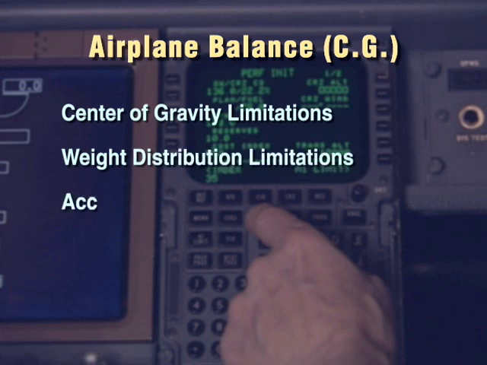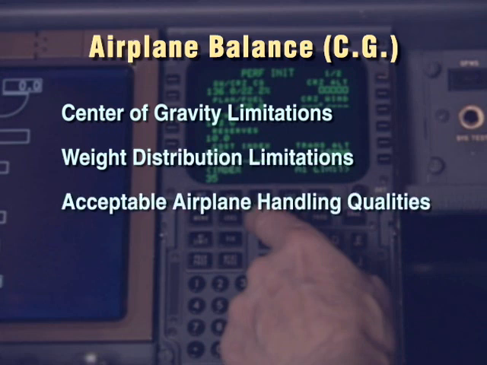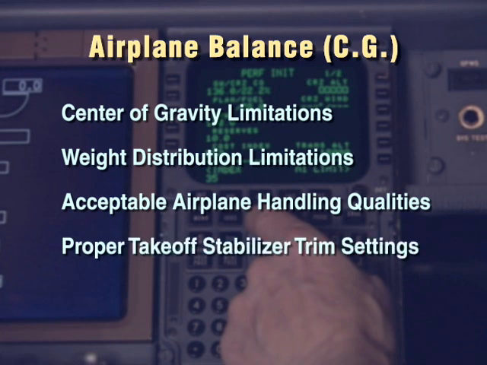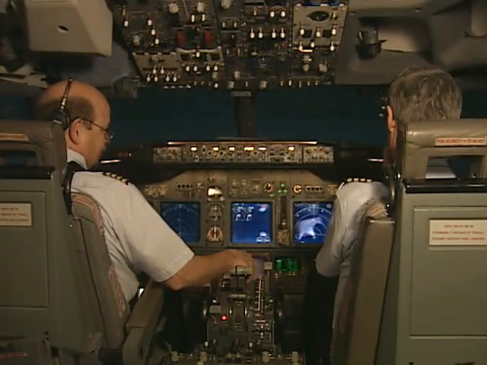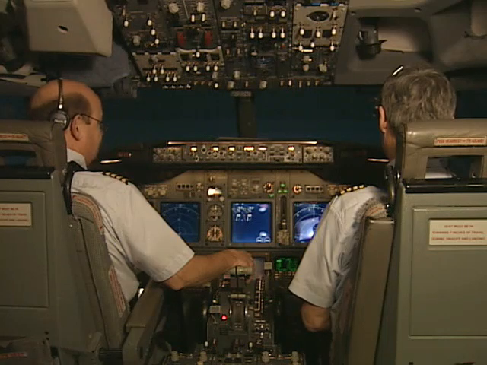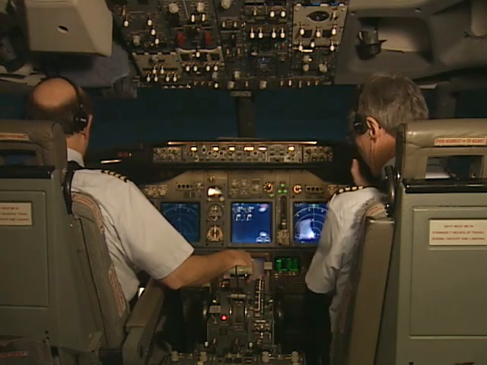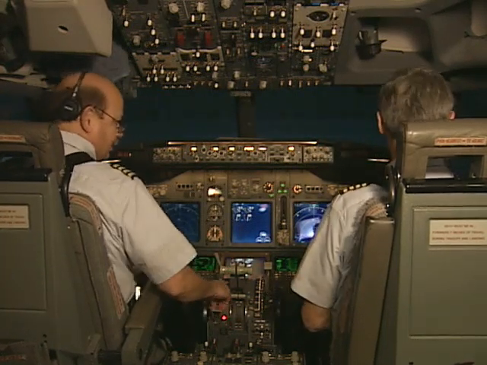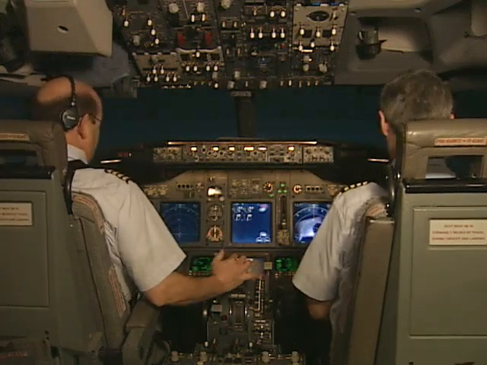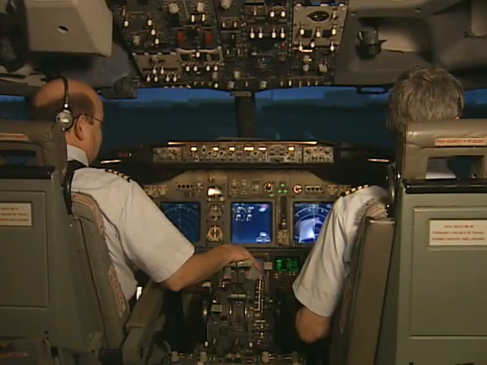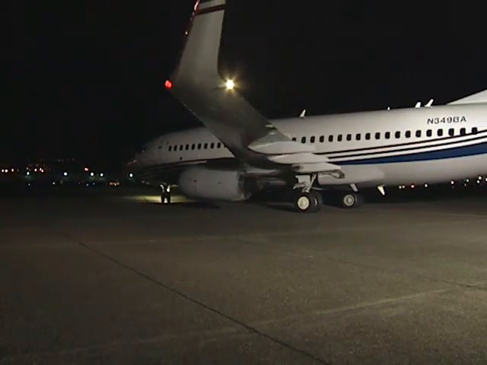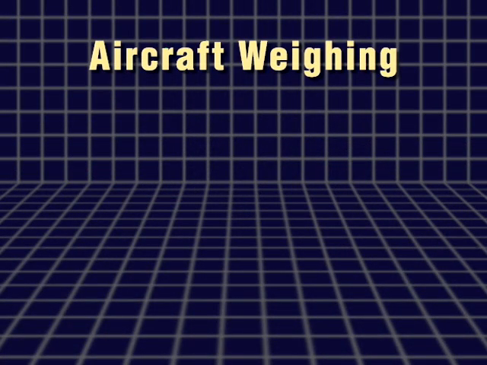Weight is important for determining required takeoff and landing speeds, obstacle clearing capability, and the allowable amount of reduced takeoff thrust to extend engine life. It also supports proper takeoff and landing speeds, accurate fuel planning, and compliance with weight and balance loading limitations. In addition to weight, CG is important for ensuring compliance with CG and payload distribution limitations, acceptable airplane handling qualities, and proper takeoff stabilizer trim settings.